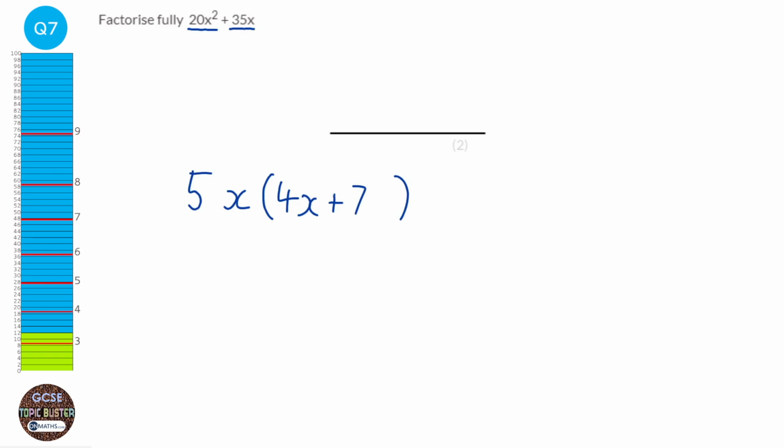And you can actually expand that, and you can use any method you want, but I'll use smiles and rainbows. And so we're going to do 5x times 4x, which is 20x squared, and 5x times 7, which is 35x. So our answer will be 5x brackets 4x plus 7.